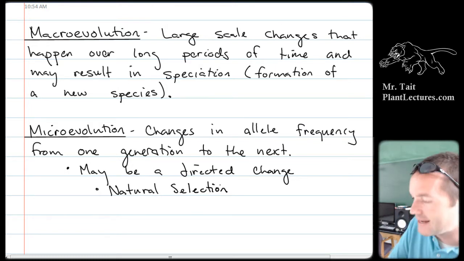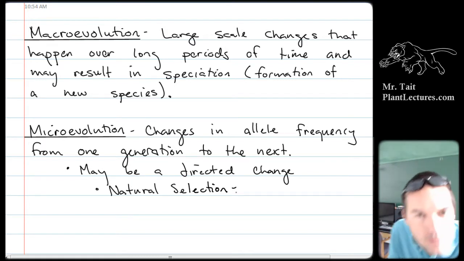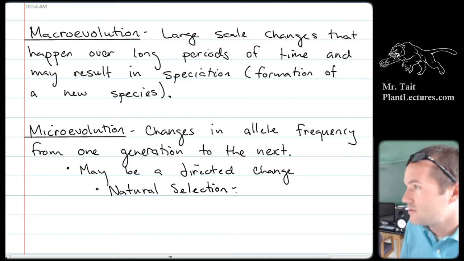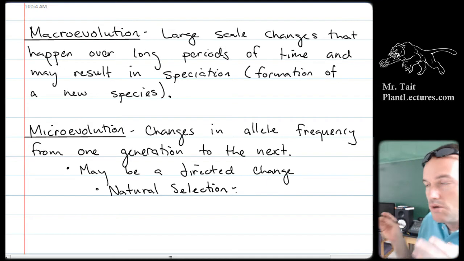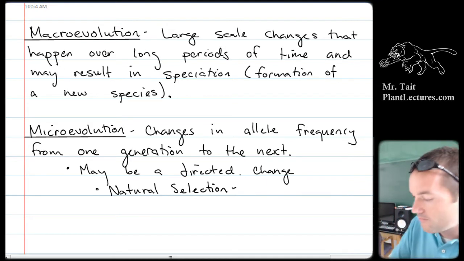What's happening in natural selection? What is actually doing the directed change? What is forcing it? Yeah. Is it death? Death caused by what? By the environment. So we call that environmental pressures. So environmental pressures for natural selection are going to favor one allele over another.